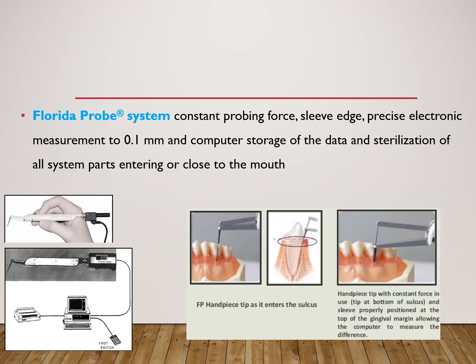Another example is the Florida probe system. It uses a constant probing force. It has a sleeve edge and precise electronic measurement of 0.1 mm. It has a foot control and a computer system attached to it. It also uses the gingival margin as a reference point, and there can be sequential recording of the relative clinical attachment level.